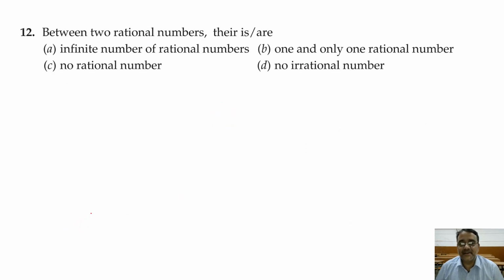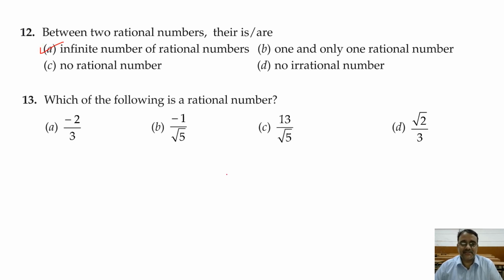Between two rational numbers, there is or are, how many irrational numbers are there? Infinite, one and only one, no irrational number, no rational number or no irrational number. Infinite. Option A, very good. We can write infinite number of rational numbers. So correct answer is option A. So now we are moving toward question number 13.